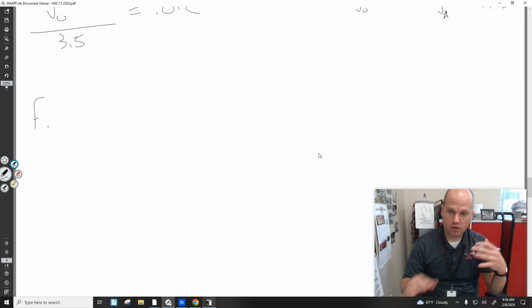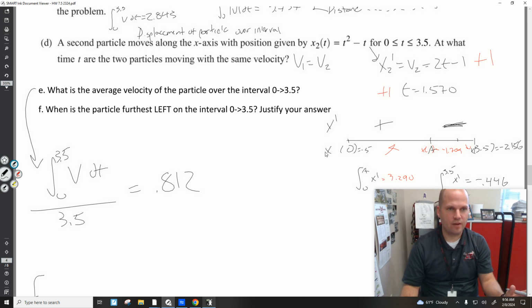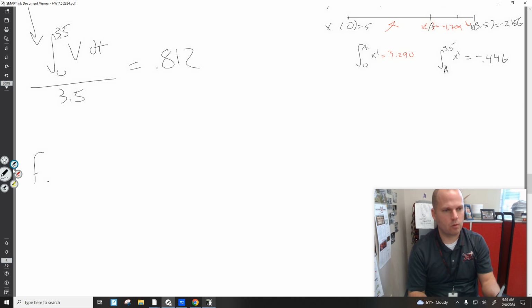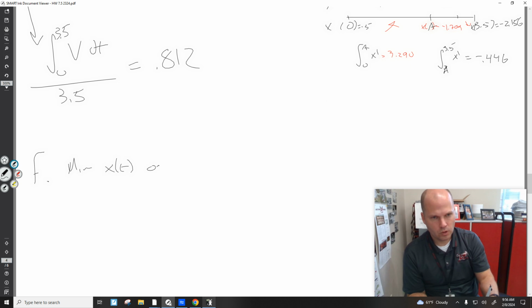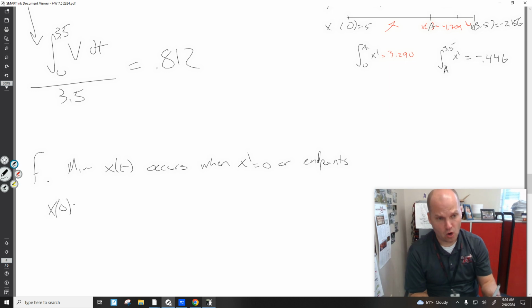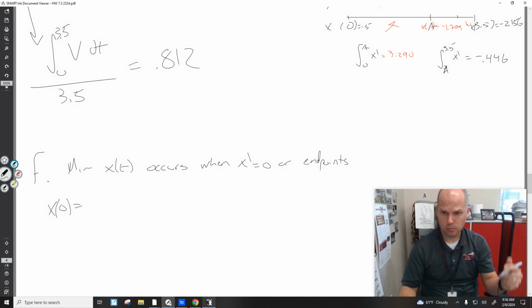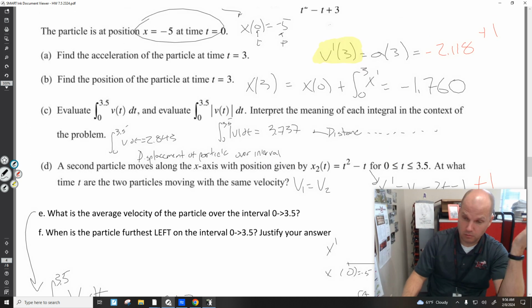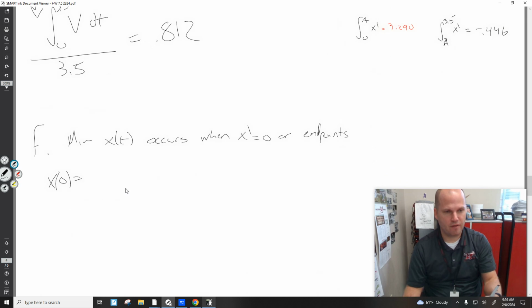So here's the long way. We're trying to find furthest left. The long way is a min of position occurs when the derivative of position equals 0 or an endpoint. You've established where candidates come from. You then list off all of your candidates, which is annoying if you have a lot of candidates. You don't have that many, so it's no big deal.